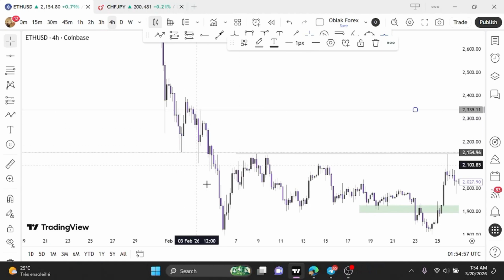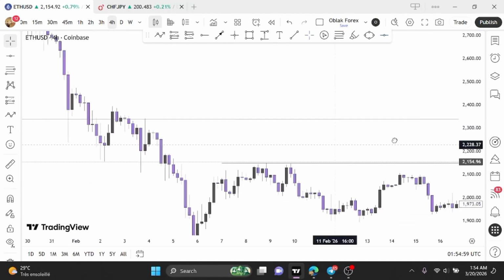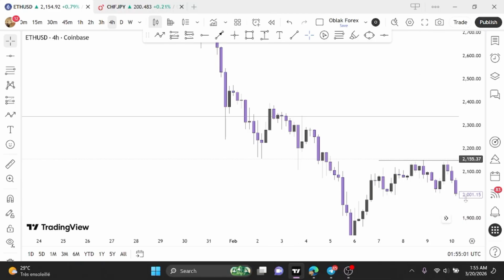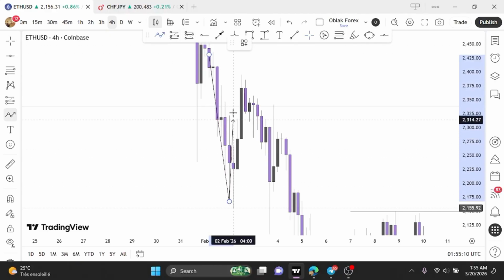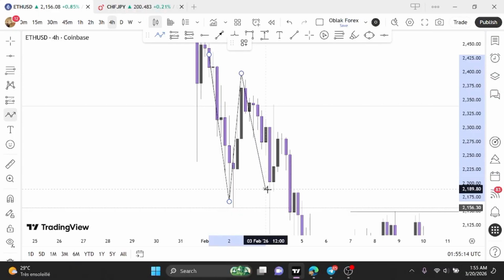So let's try to call this. Let me zoom in so you can see what I'm trying to do here. You can see that we had a push down like this, and we had up, higher low, lower high, lower low, right? And we had another lower high and we had lower low, right?